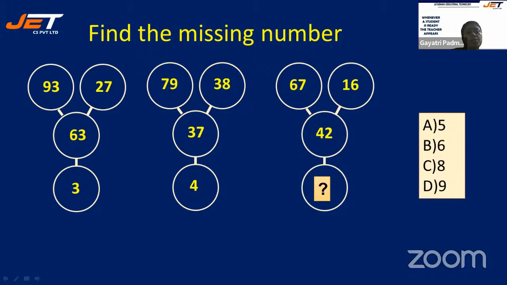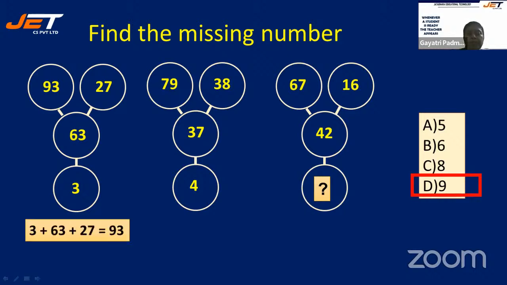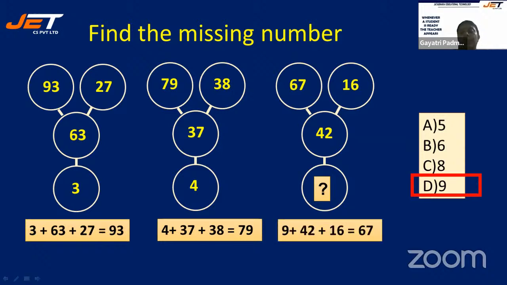All right, students. Being the first sum, let us do it for you. Yes, the correct answer is option 9. How? You can see here 3 plus 63 plus 27, if you add, you get 93. Similarly, 4 plus 37 plus 38 will give you 79. Likewise, if you add what plus 42 plus 16 will give you 67. So it should be 9.